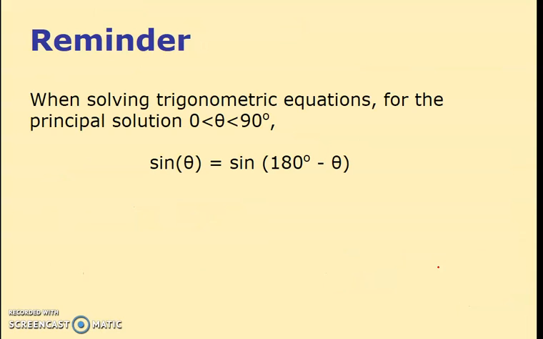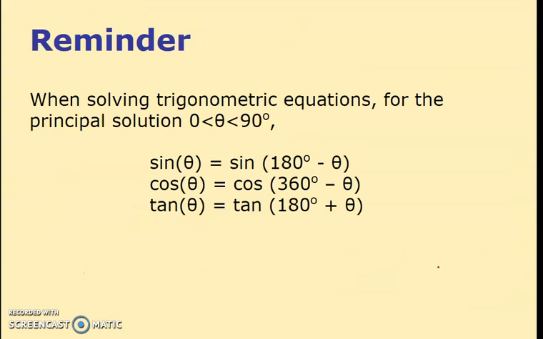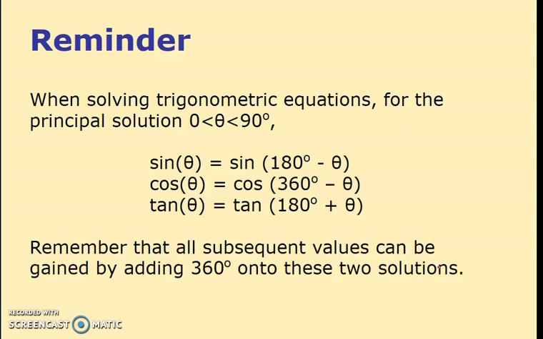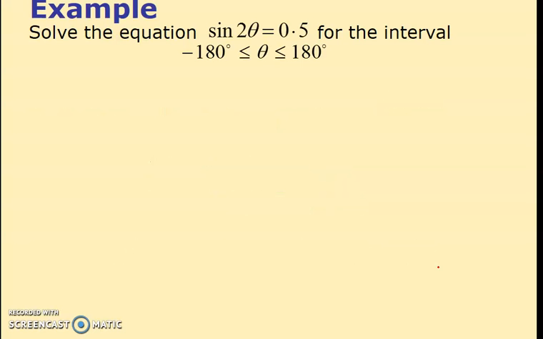If I just go on, a reminder of those three rules then: sine, cos and tan. It says them there, we're going to use them, we've already used one of them already. And don't forget we can always add 360 on. So these are the transformed equations. Up till now I haven't actually looked at a transformed equation, but it's this bit here, the 2 theta, that makes this different.